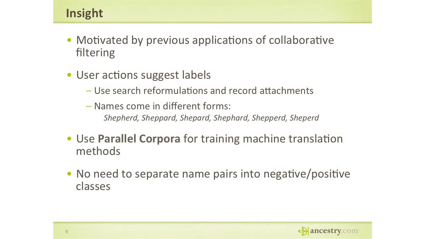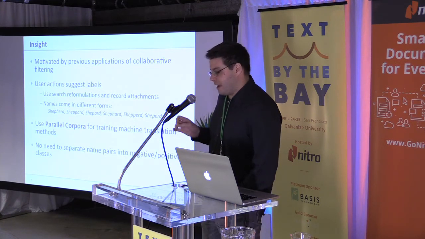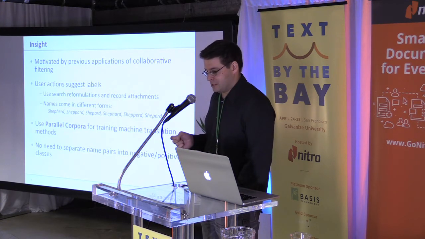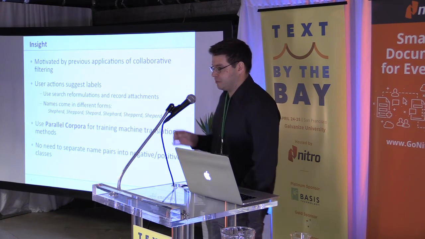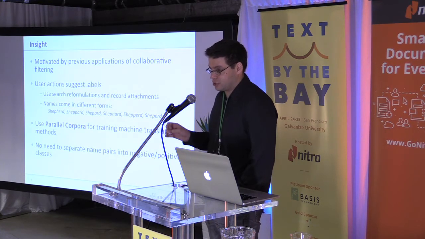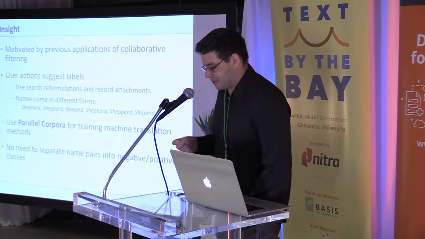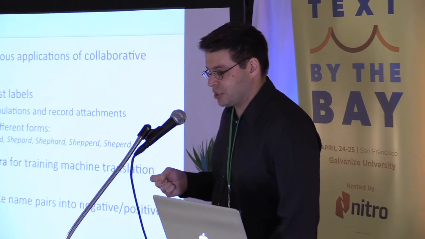So we were motivated by collaborative filtering, something similar to what Amazon or Netflix does when they recommend movies or books. The actions of our users actually suggested labels to us. When users interact with our website, they search for relevant documents for a particular person on their family tree. Then they attach those documents to the relevant node. So they bring us the information and the linkages between the data. Also, users use search and they reformulate their searches.